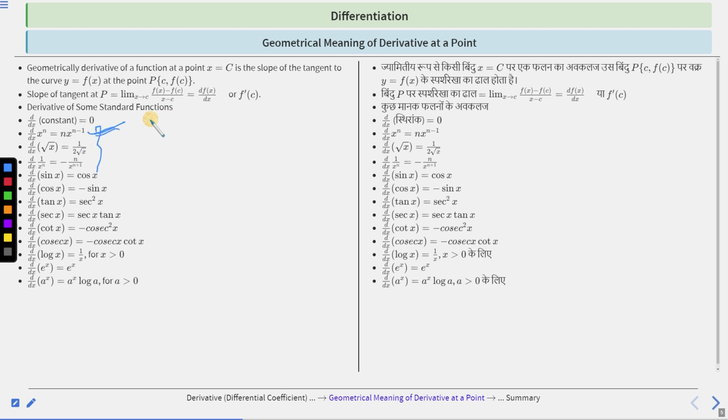Clear? Now let's see derivative of some trigonometric functions. So d upon dx of sin x is basically cos x, right? You have to remember this. Derivative of cos x is minus sin x. Clear? Okay. Derivative of tan x is basically sec square x, right? Derivative of sec x is sec x tan x. Derivative of cot x is basically minus cosec square x. Derivative of cosec x is equal to minus cosec x cot x.